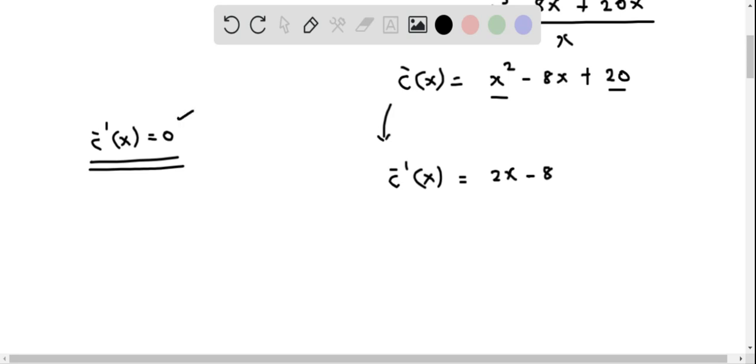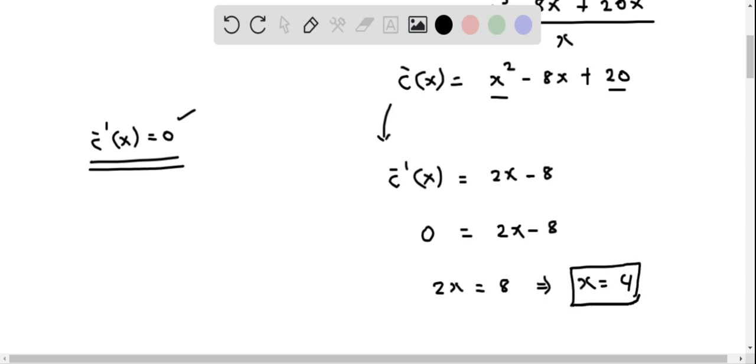Now let's replace C bar prime of x equals 0. So therefore we get 0 equals 2x minus 8, and we solve for x from this equation. So I write 2x equals 8. Solving for x, we get x equals 8 by 2, which is 4. Now, we see that at this production level, the average cost is minimum.